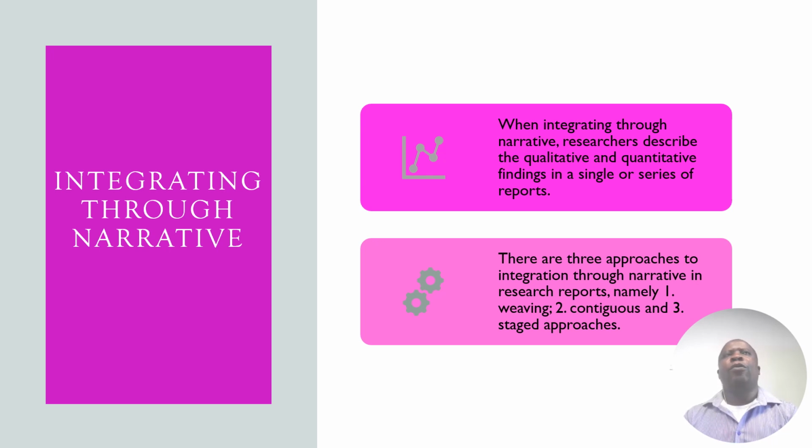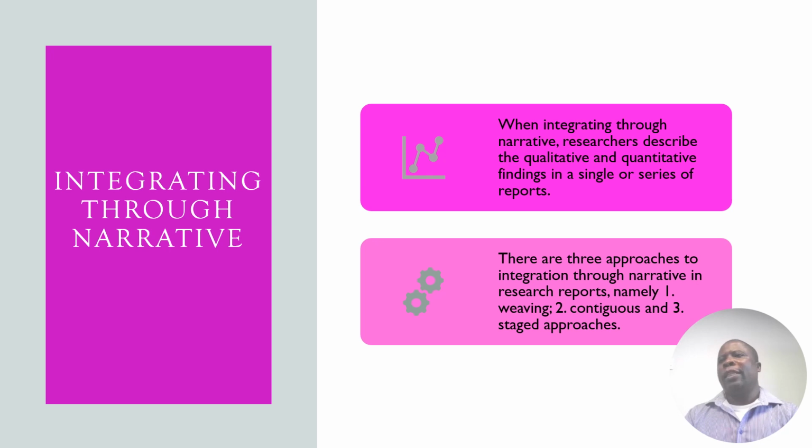For example, let's say you're studying food security. I'm going to go back to food security because I'm very well versed in it. Say your theme might be food availability. When you're using a weaving approach, you are taking all the findings on the qualitative side pertaining to food availability.